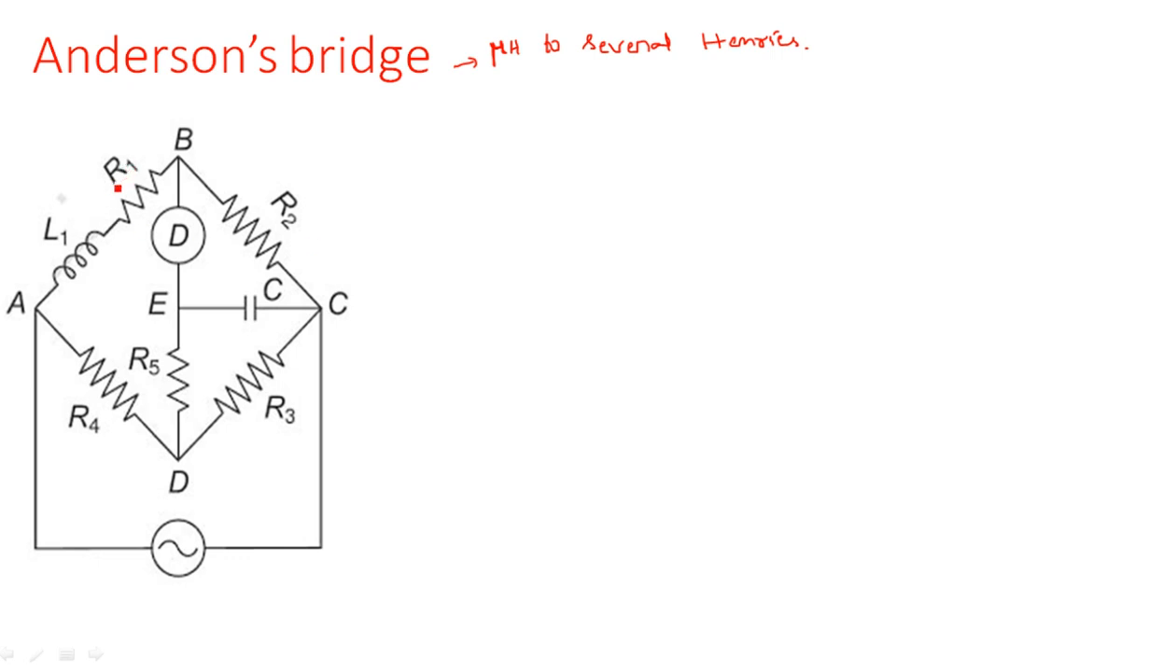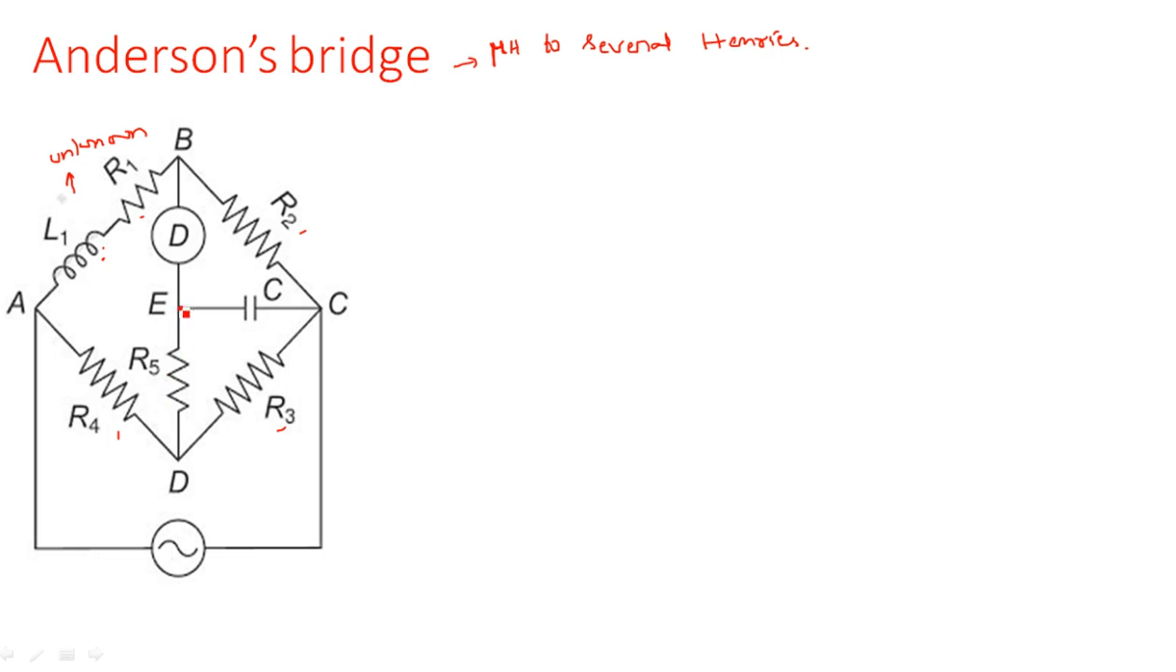So the unknown inductance is connected in the first arm, where the first arm consists of the unknown inductance in series with the series unknown resistance. An unknown inductance is connected in series with the resistance R1. So the first arm is nothing but the unknown reactive component. The second arm, third arm and fourth arm, these three arms are purely resistive network, like R2, R3 and R4.